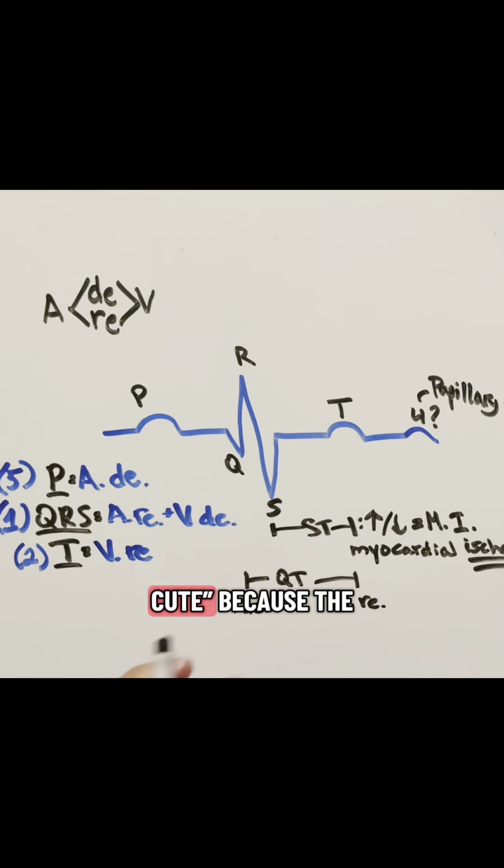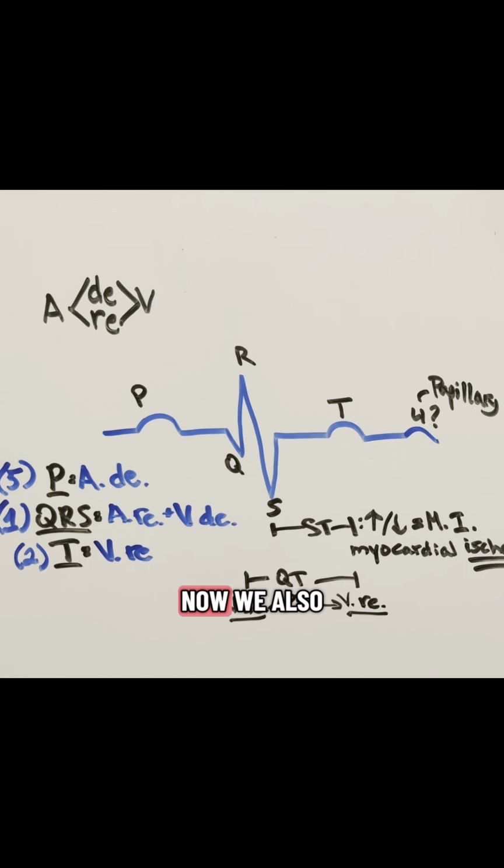The ventricles are cute. Because the ventricles are cute, the QT interval is all about the ventricles, when they start depolarizing and when they start repolarizing. So the QT interval is about the ventricles because the ventricles are cute.